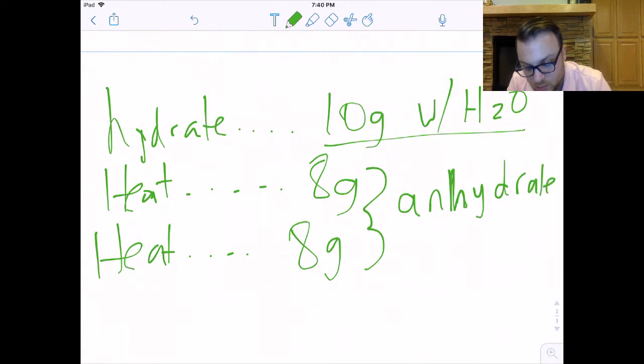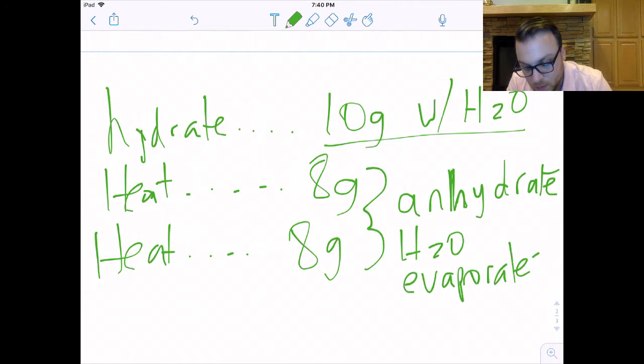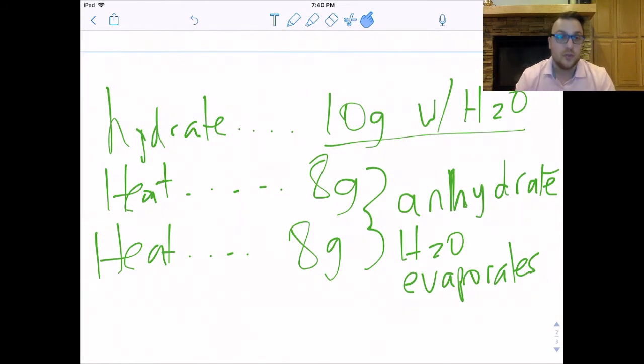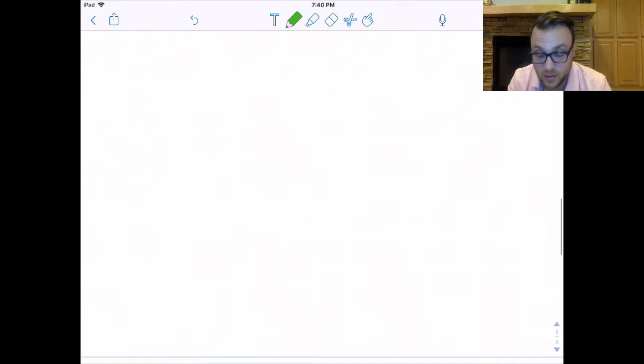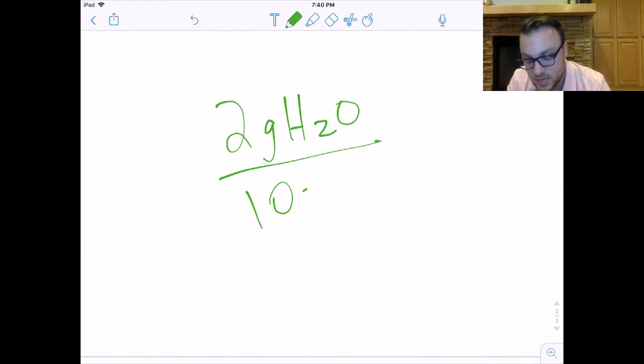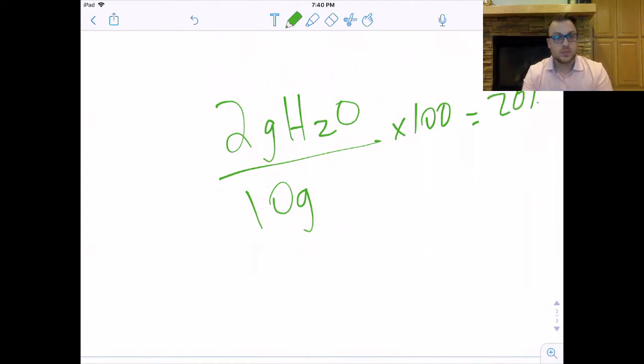because when you heat, H2O evaporates. So this tells you how much water was in the compound. Since it lost 2 grams after heating, we can assume that those 2 grams it lost was water. It had 10 grams total, so 2 divided by 10 times 100 is 20%. So those are the two ways they'll present it to you.